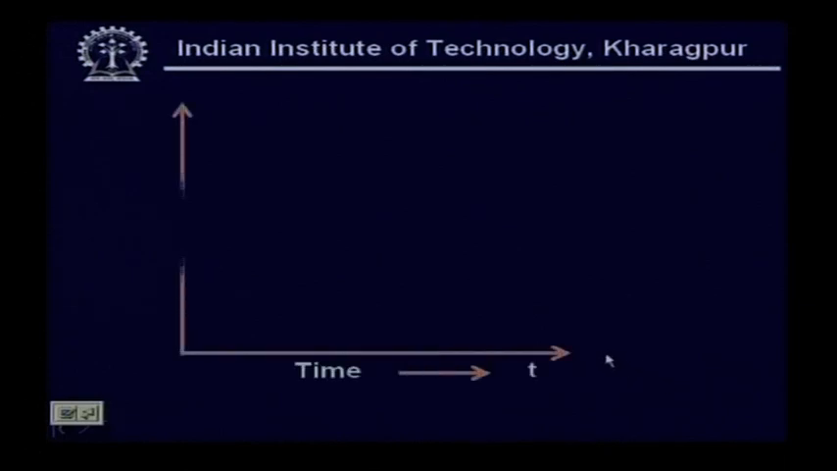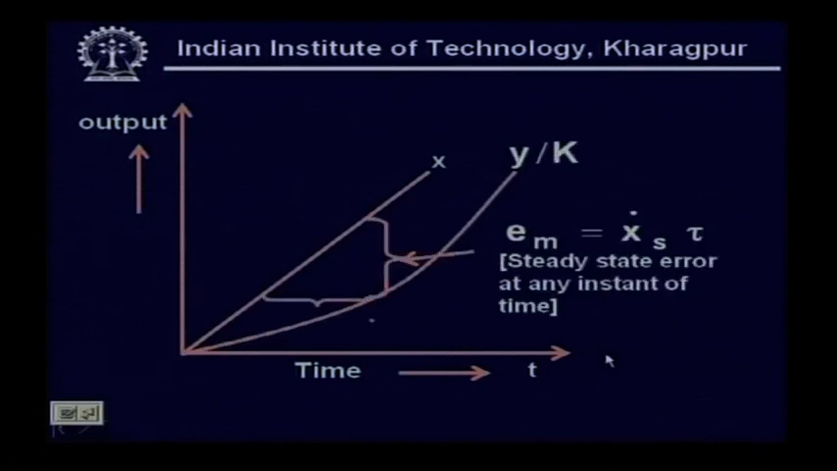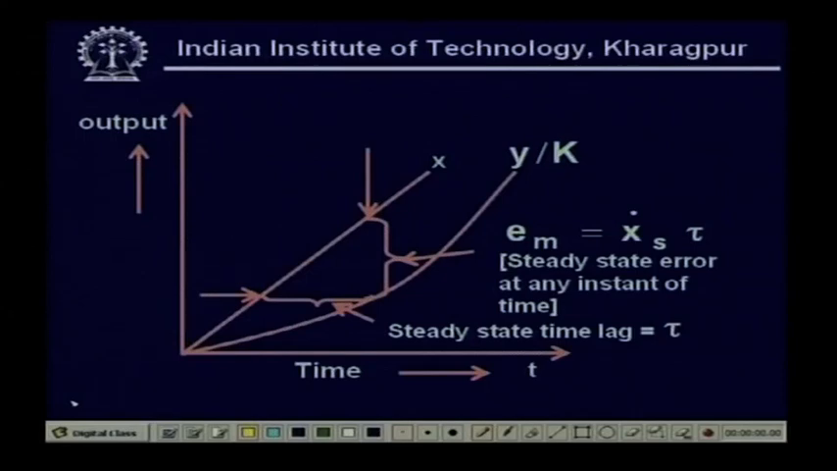You see, if I plot it, it will look like this, the steady state error at any instant of time, okay, hopefully it is finalized. On the x axis we have plotted time, this is my input, which is equal to x s dot into t, and this is y by k, the output I have plotted. Actually, this should be parallel to the input, I cannot draw it nicely. Here you can see the steady state time lag of the system.